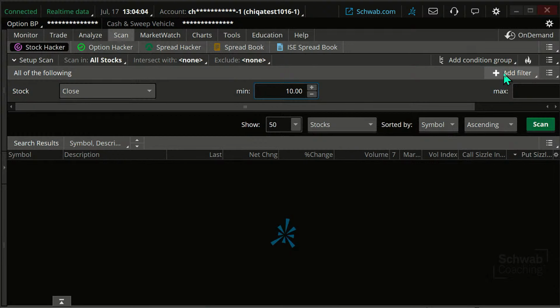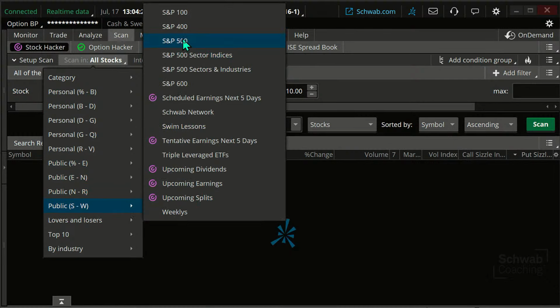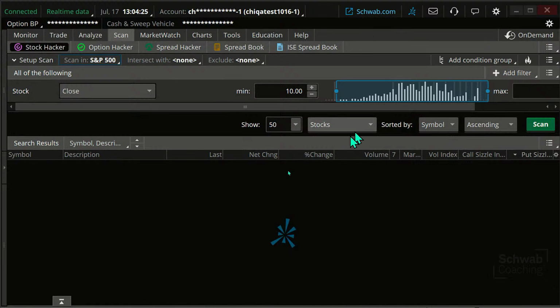Now, we can customize these with different types of filters. You can also add filters at the top of the page where it says Scan In. For example, if I want to find Scan In All Stocks, I can go to Public and choose S&P 500. So instead of adding a particular filter to try and find a particular subset of stocks, I can go up to Scan In and add those right here. Now, I just did S&P 500. That's a common one that you may consider using.